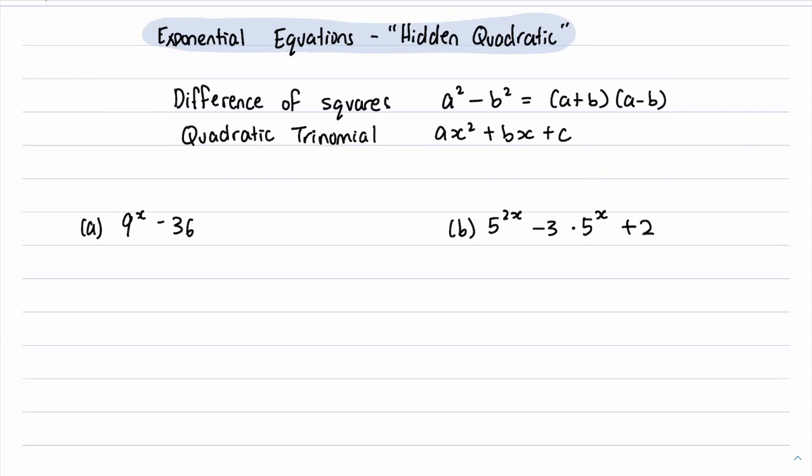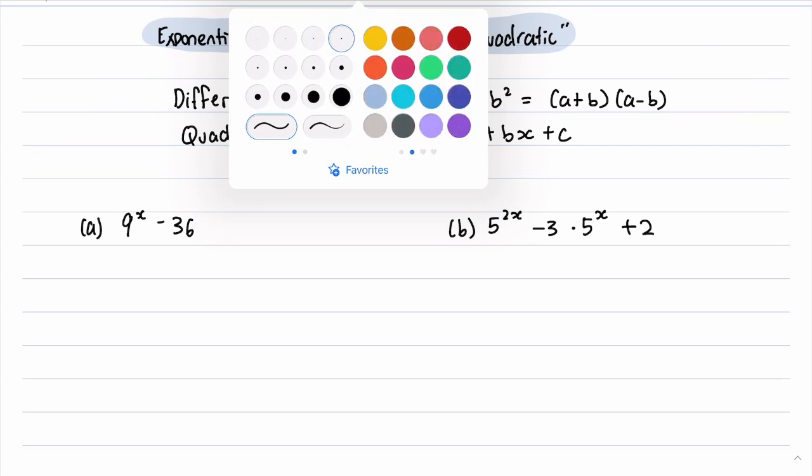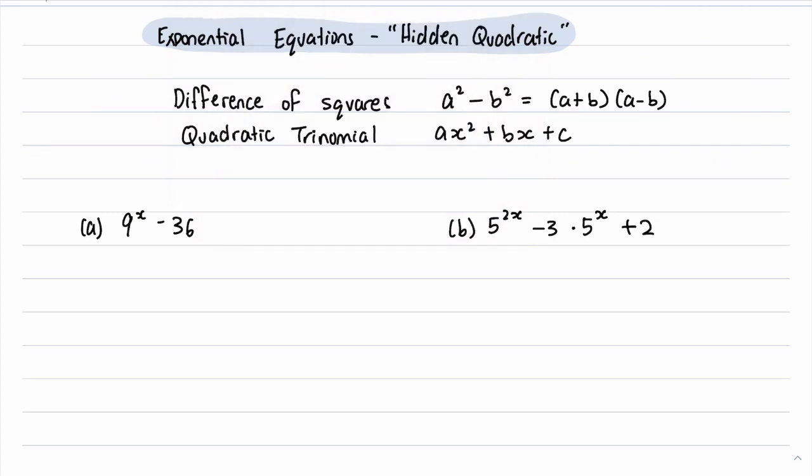In the example on the left, example A, 9^x minus 36 is a difference of squares. We'll see that 9 and 36 are both perfect squares. So in fact, this factors to (3^x minus 6) times (3^x plus 6). And you can always go back and check your work by expanding these two binomial expressions. So let's do one to check.